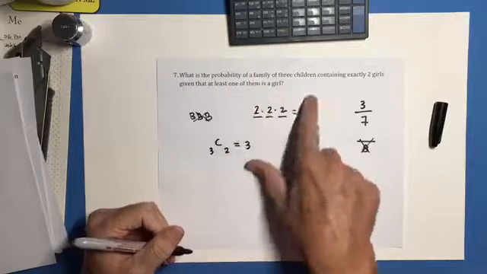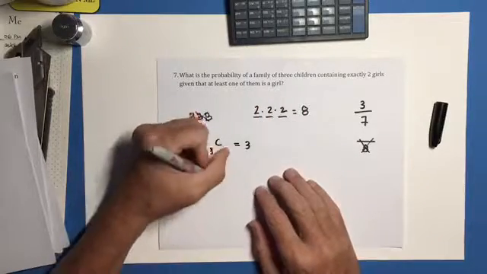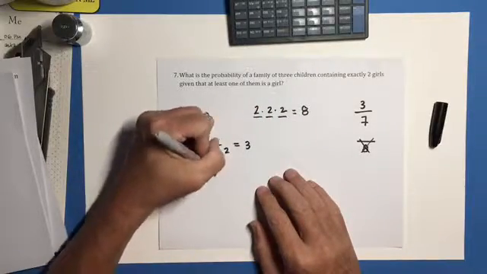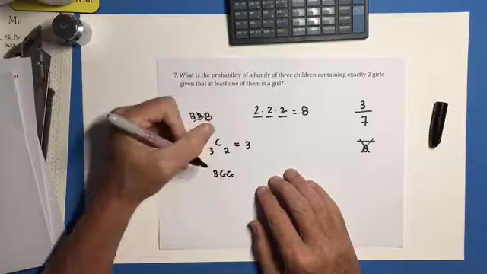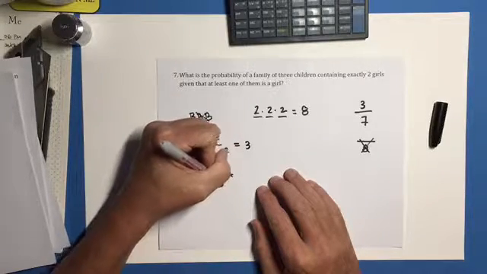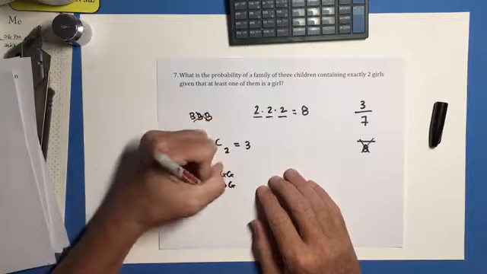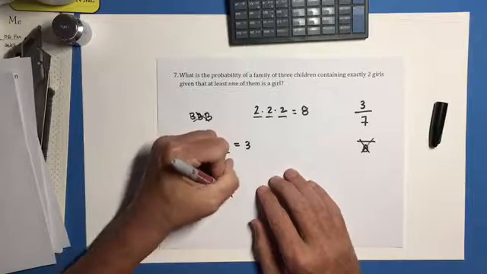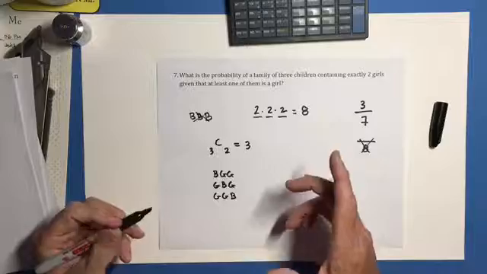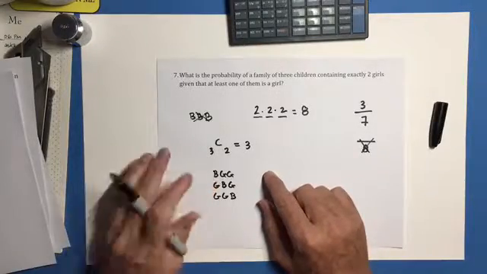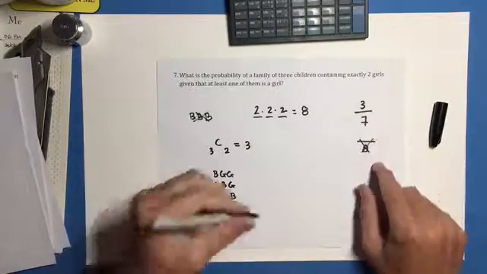And with a number this small, you can almost just as quickly write it out too, because you know that there can be boy, girl, girl; girl, boy, and girl; and girl, girl, boy. There's no other option that has 2 girls and 1 boy. So 3 out of 7.